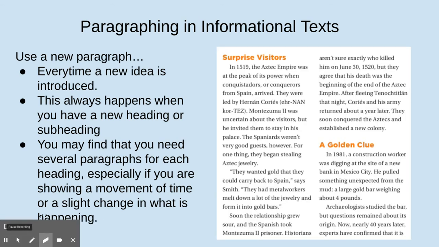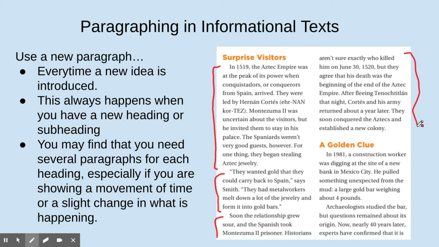So this text is about history, and it is about the Aztec Empire being taken over by Spanish conquistadors, or Spanish conquerors. So here in this Surprise Visitors section, let's see how many paragraphs we have. We have one paragraph. We have two paragraphs. We have three paragraphs, and this paragraph is continued up here. So we have three paragraphs. And let's take a look at why.